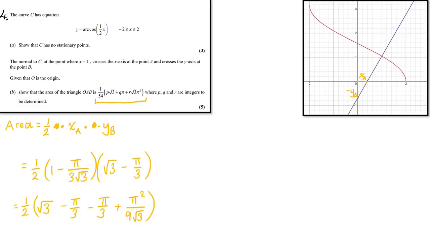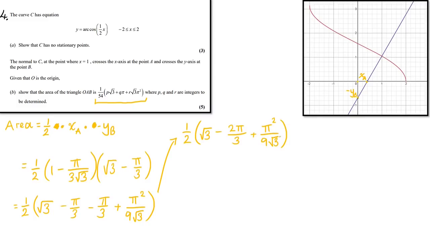Again, where can we go from here? I'm going to add these together here. So I get a half, root 3. I get minus 2 pi, so minus 2 pi over 3. And then finally we've got plus pi squared over 9 root 3.